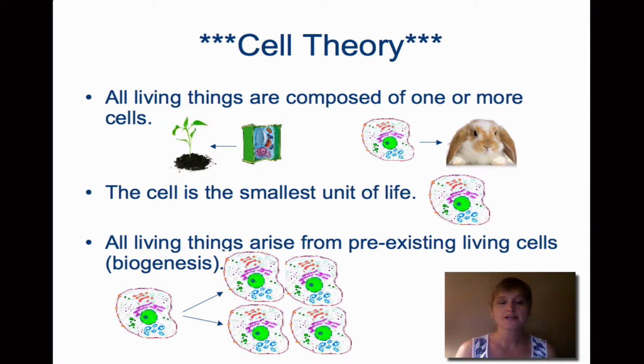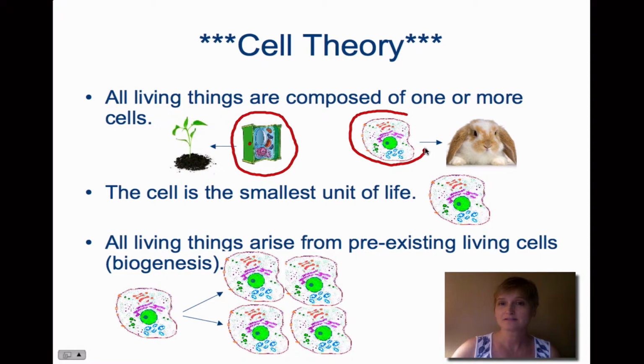And cell theory is composed of three ideas. So first, all living things are composed of one or more cells. So this is a plant cell, okay? And all living things, so like this plant, would be made of plant cells. Here's an animal cell, and every living thing that's an animal would be made up of animal cells. So like this rabbit is made up of lots of these cells.